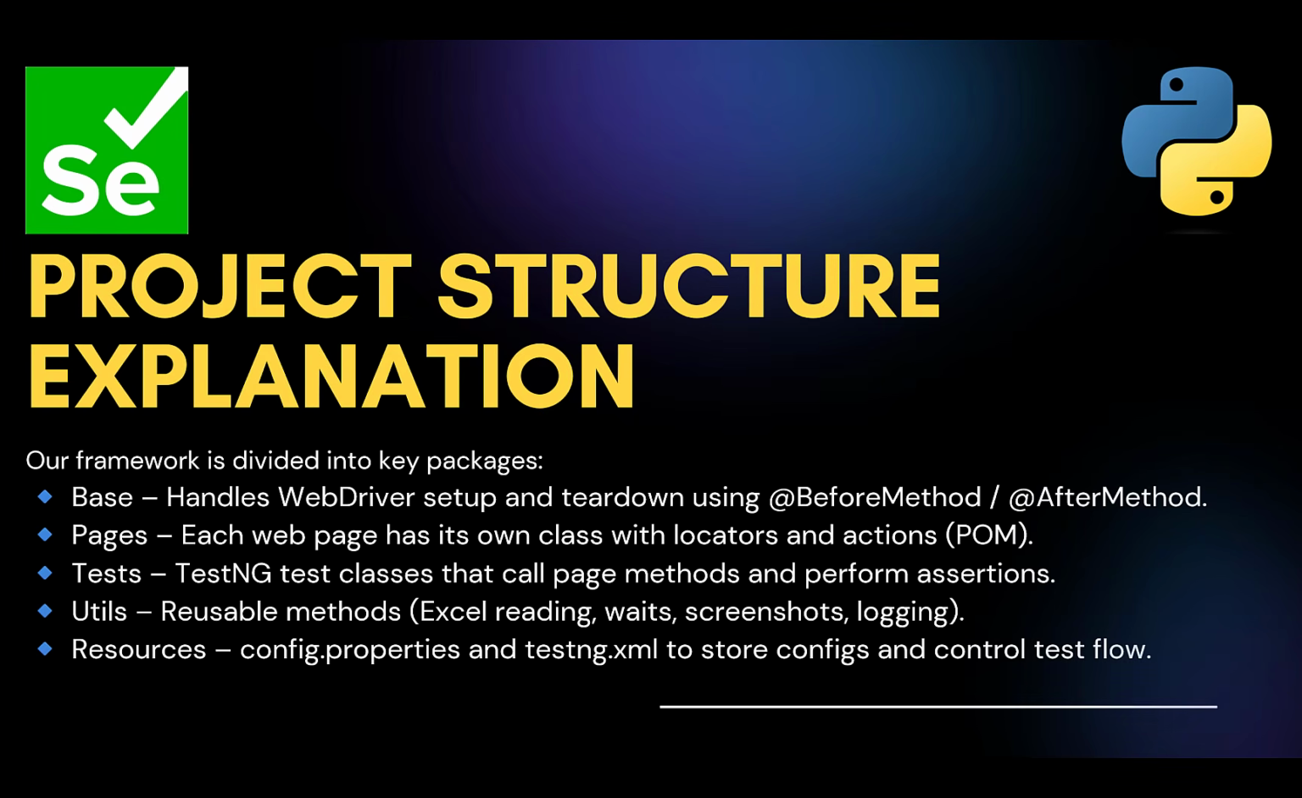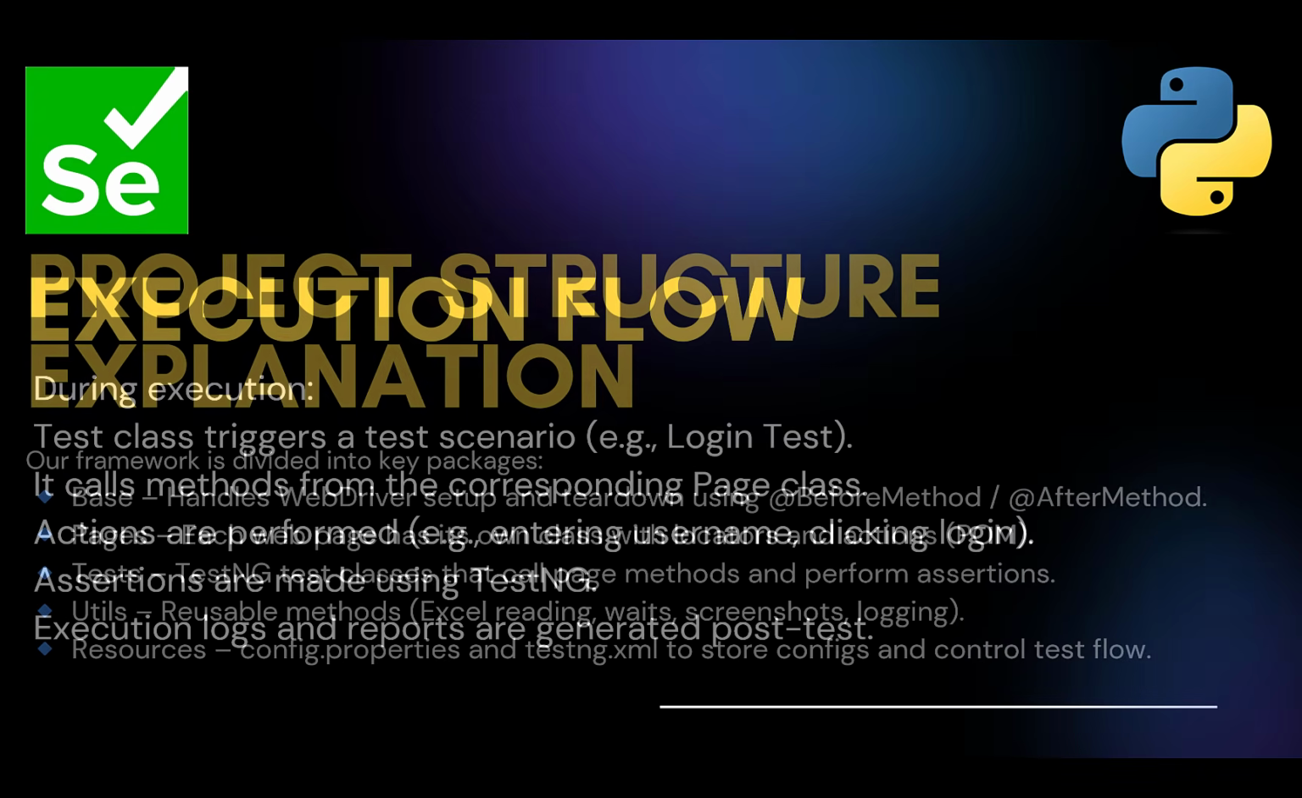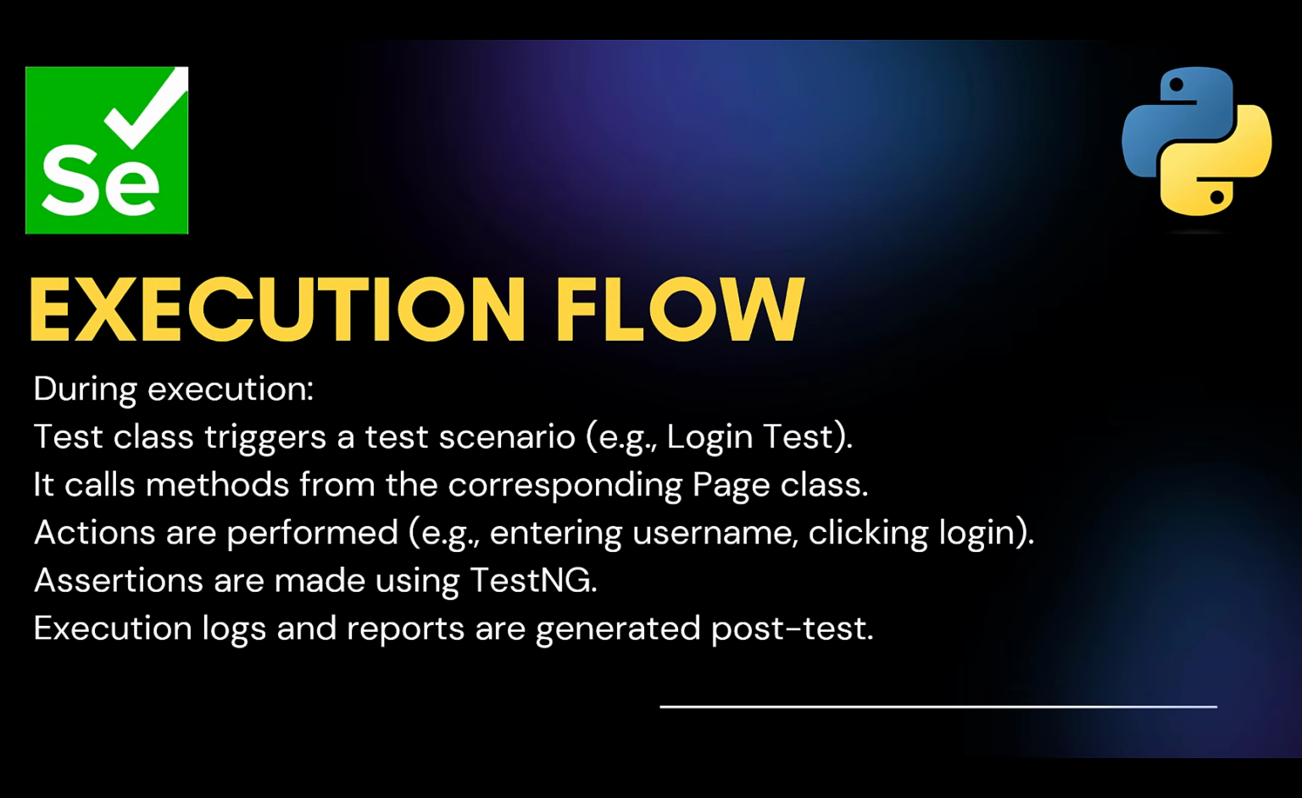The third thing is the execution flow. Let me show you an example of how you can explain the execution flow. Here is an example of execution flow. You can explain that during the execution, our test class triggers a test scenario. It can be a login test, registration, and so on. It calls methods from the corresponding page class.